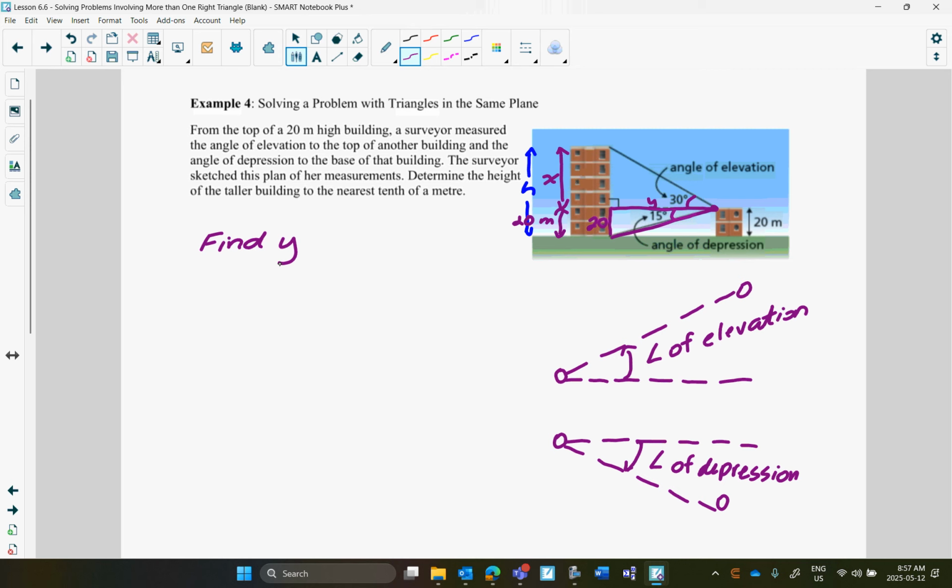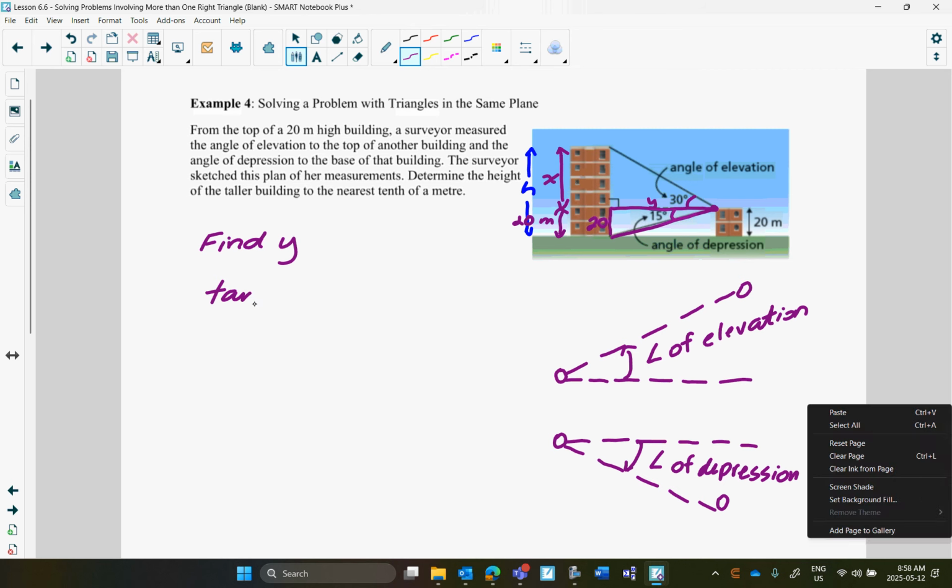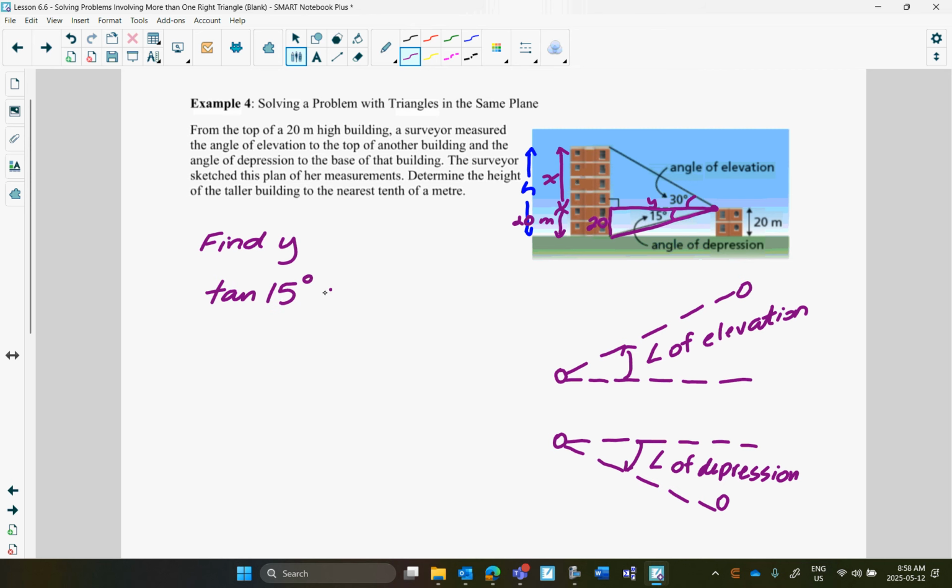So focus on this right triangle here. 15 degrees is the angle I'm working with. Opposite, adjacent, hypotenuse: the name of this side is opposite, and the name of this side is adjacent, which means tan. So the tan of the angle I'm given, 15 degrees, is equal to the opposite side, 20, over the side that I'm trying to find.